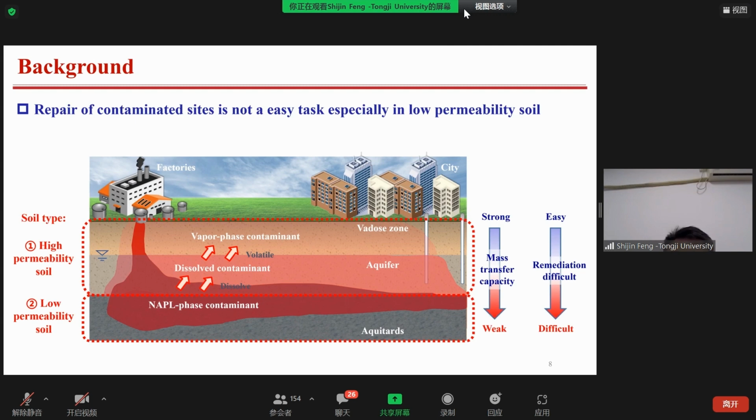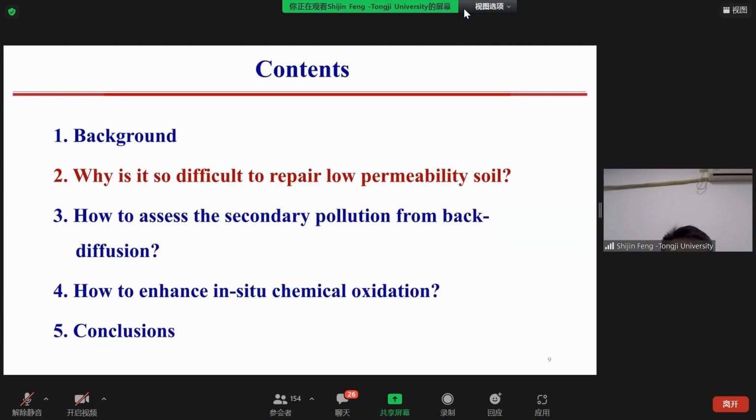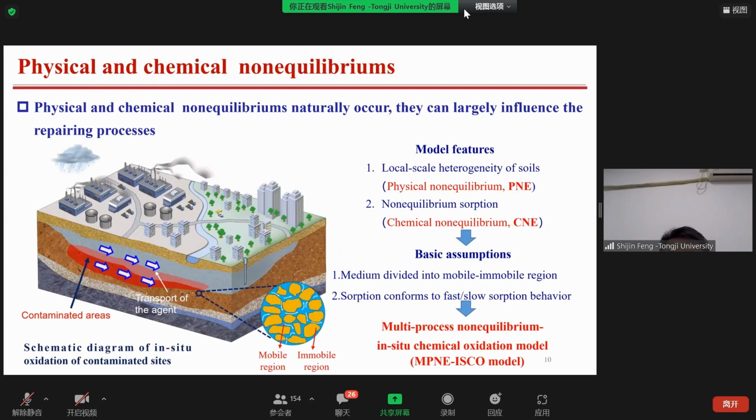In our recent work, we tried to answer 3 important questions in soil remediation. Here we focus on chemical oxidation. The first one is why it's so difficult to repair low permeability soil. Physical and chemical non-equilibriums naturally occur in soil. They can largely influence the repairing process.